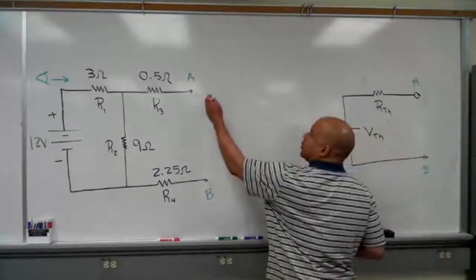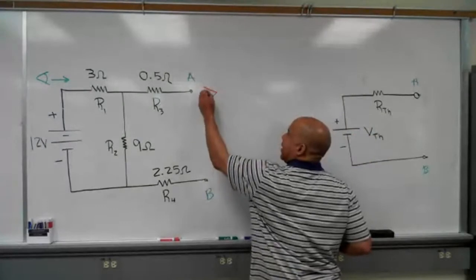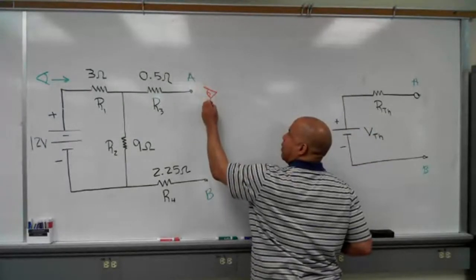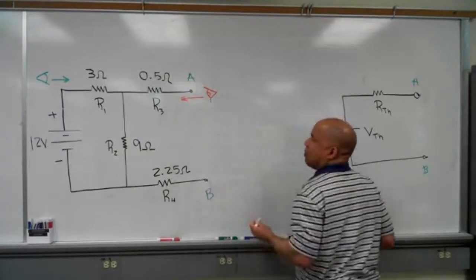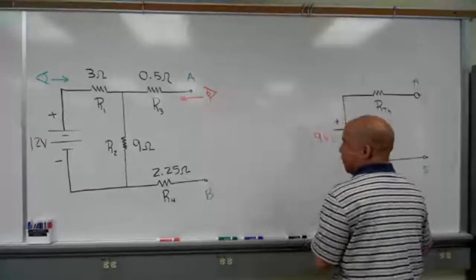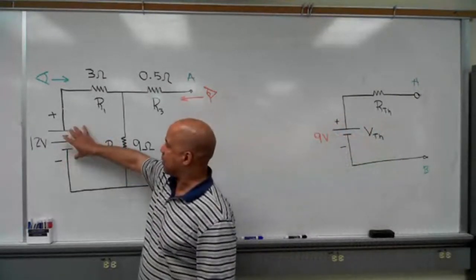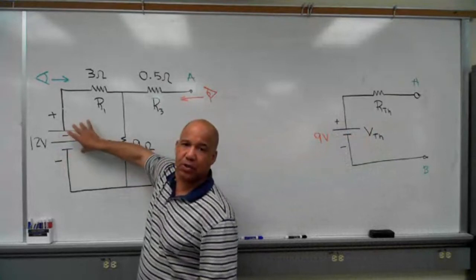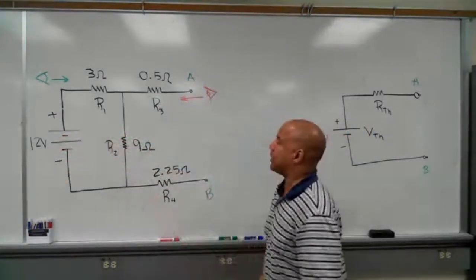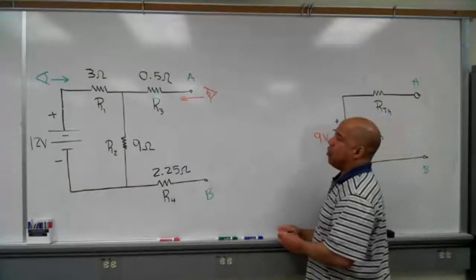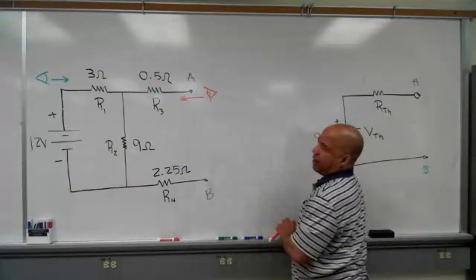If I look into terminal A, there's my eyeball, I'm looking in there, what do I see? Now remember, I'm not going to draw this as a short now. You should be able to, in your mind's eye, mentally replace that with the short. If you mentally replace that with the short, what would you see looking into terminal A?